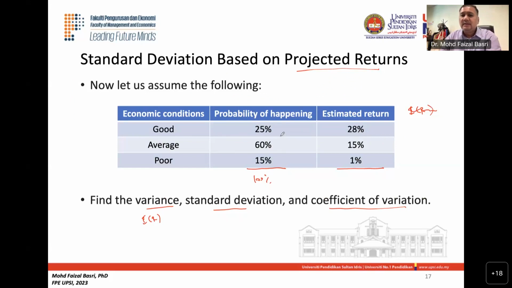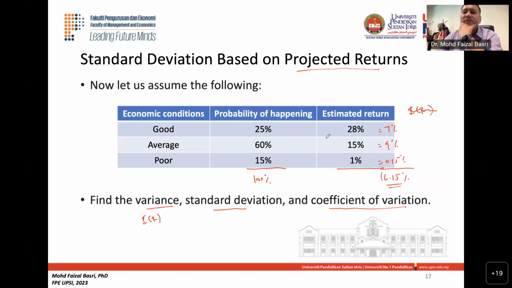So meaning you take 25% times 28, so it will be 7%. 0.6 times 15 is 9%. 15% times 1 is 0.15%. And when you add all three, you get 16.15%. So this is the average return.